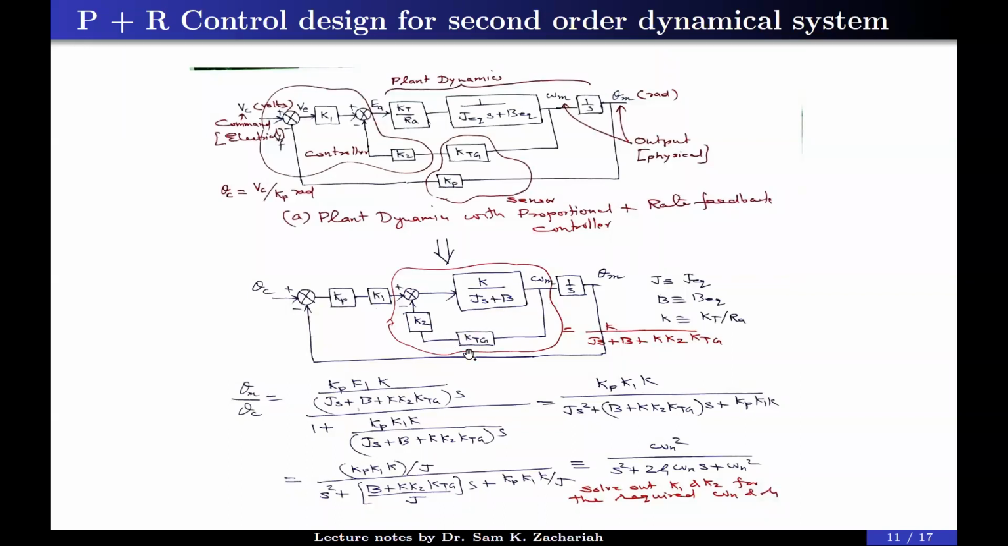If you are using rate feedback, it will not introduce any zero. You can see omega n square alone is coming. But if you put this derivative in the forward path, an additional zero dynamics will come, but the denominator will be the same. So if somebody is asking to realize a specific omega n and zeta, the gain is supposed to be the same except the normalization by KP. But in addition to that, an extra zero will come.